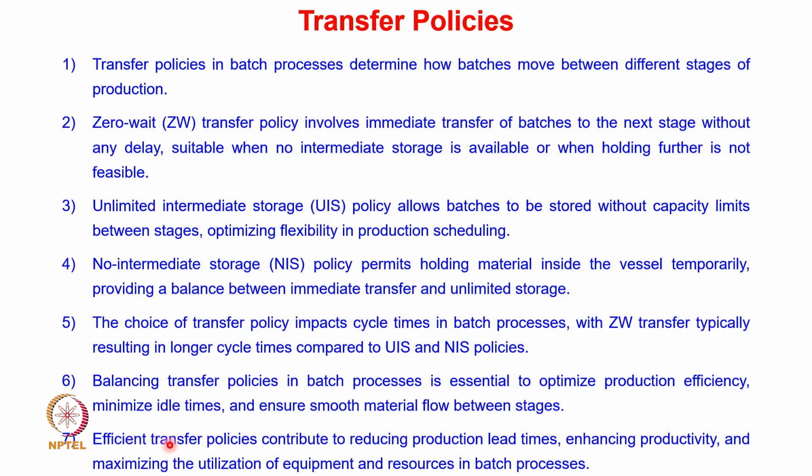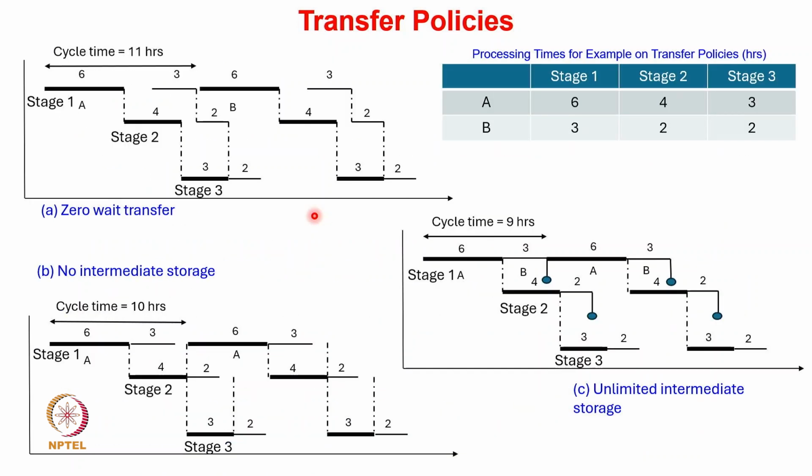So the last point here is the efficient transfer policies contribute to reducing the production lead times, enhancing productivity, and maximizing the utilization of equipment and resources in the batch processes. However, sometimes optimizing one objective is impacting badly on the other objective. For instance, if you are minimizing the lead times by having the unlimited intermediate storage, it can increase the inventory cost. So we can look at this policy a little bit in more detail.